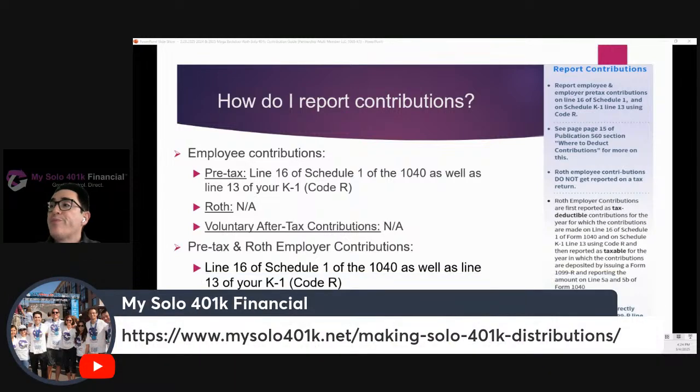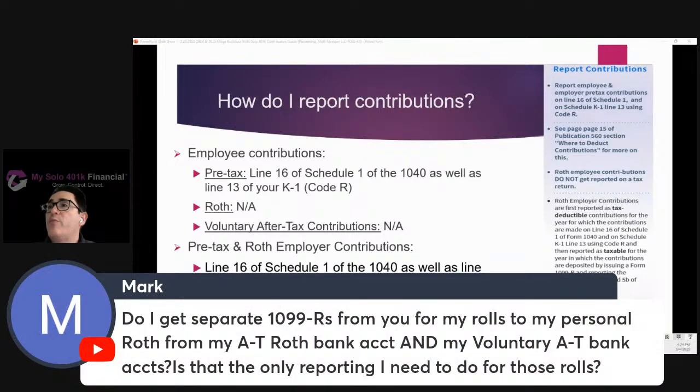So one exception to that general rule is voluntary after-tax funds. That's why you can transfer the voluntary after-tax funds out of the solo 401k to a Roth IRA. But for the Roth employee contributions, one would have to meet a triggering event before they transferred those out to a Roth IRA. Great question. Thank you for bringing it.